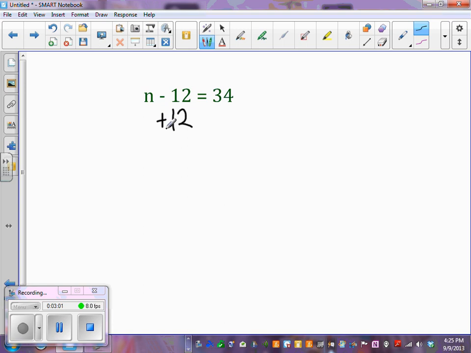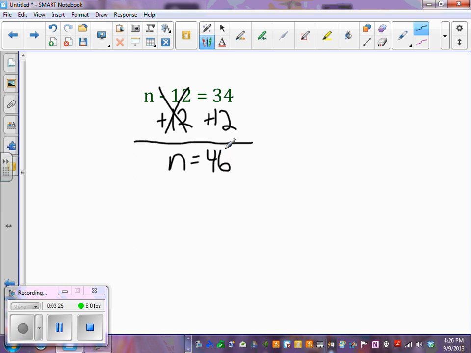But remember, whatever we do to this side, we have to do to this side to keep it in balance. So if we add 12 to that side, we're going to add 12 to this side. Put our line. This cancels out and leaves you with 0, which leaves us with just our n. Perfect. And now we have our math problem, 34 plus 12. So we're going to be left with 46.